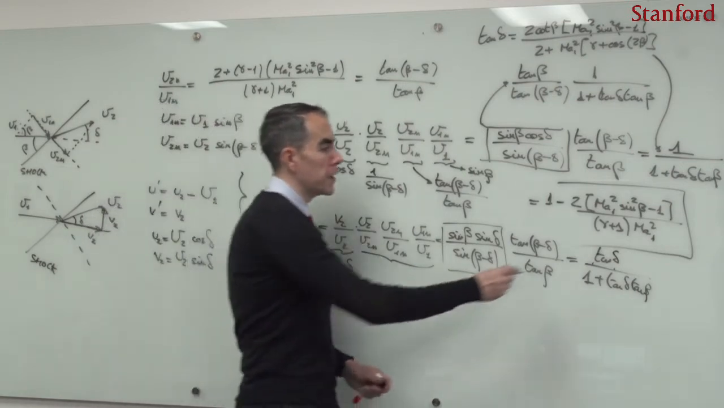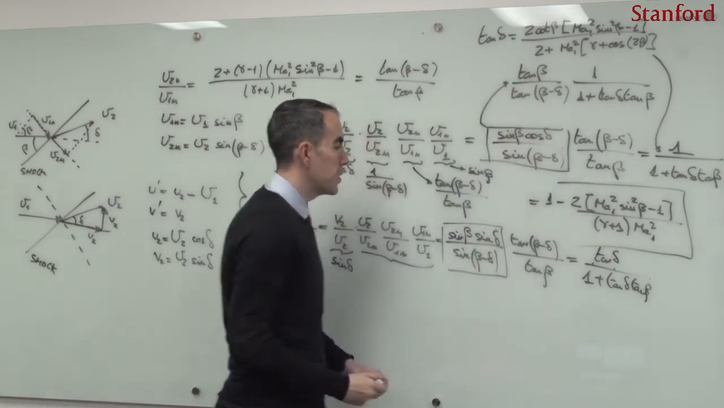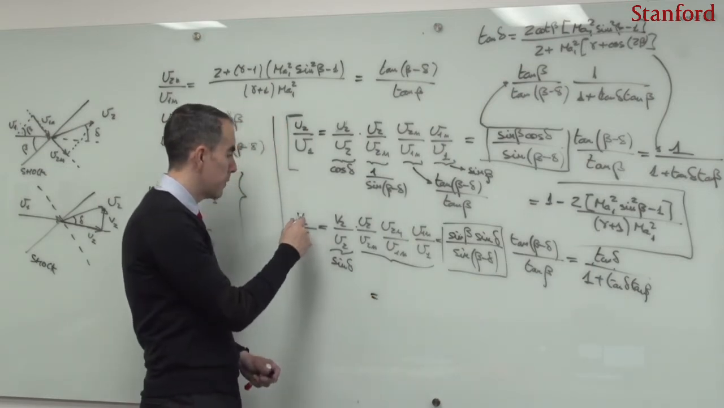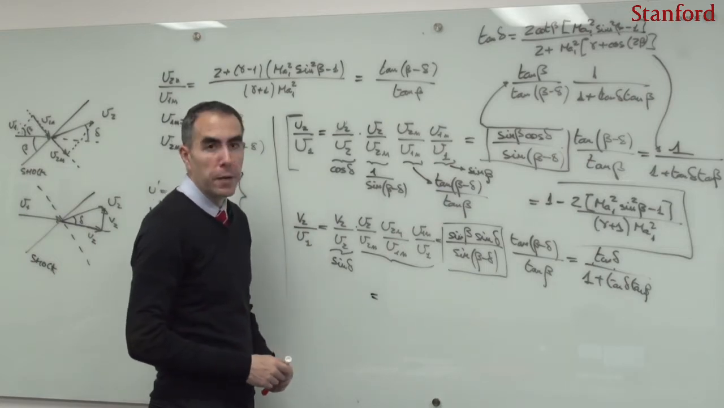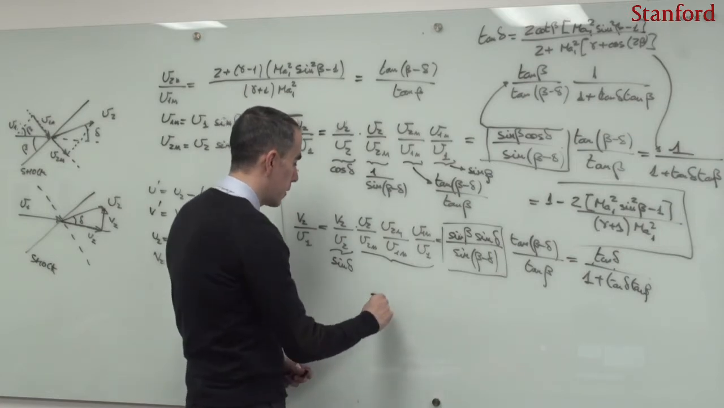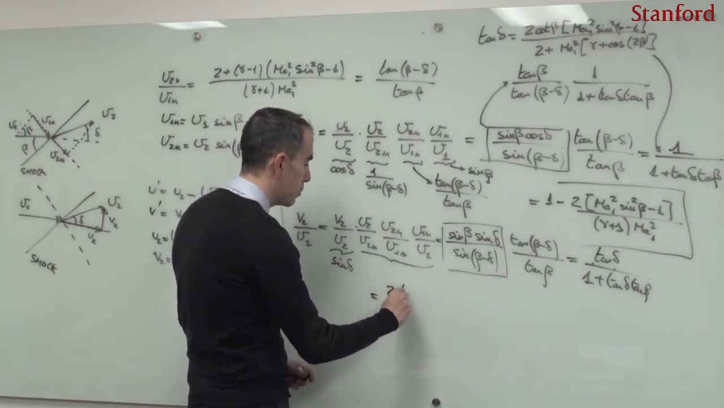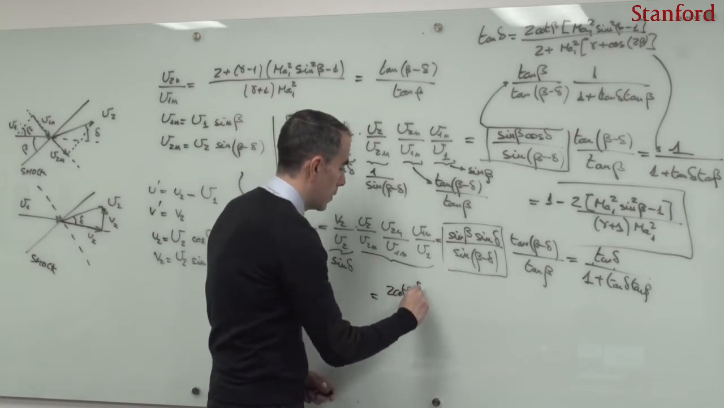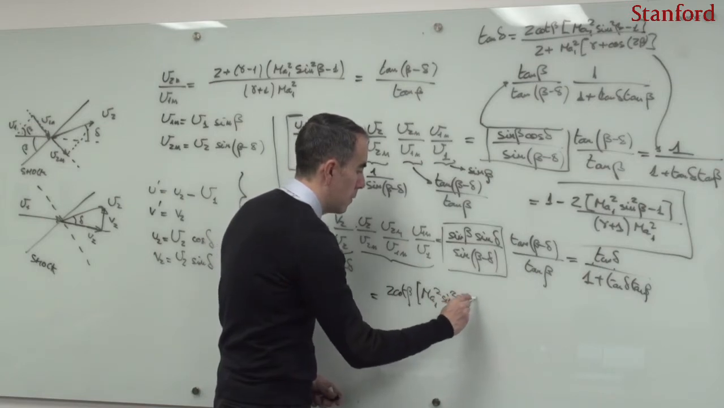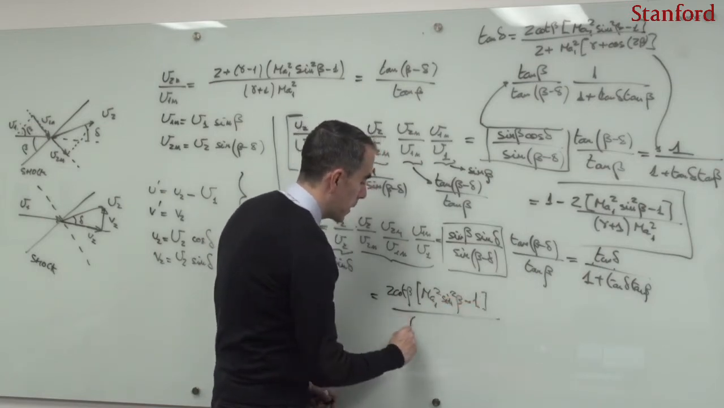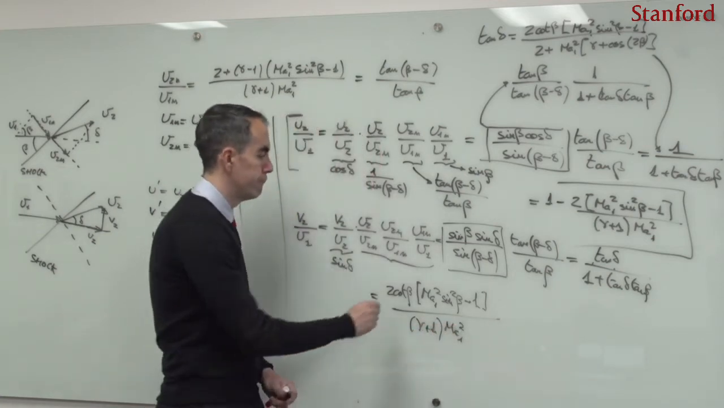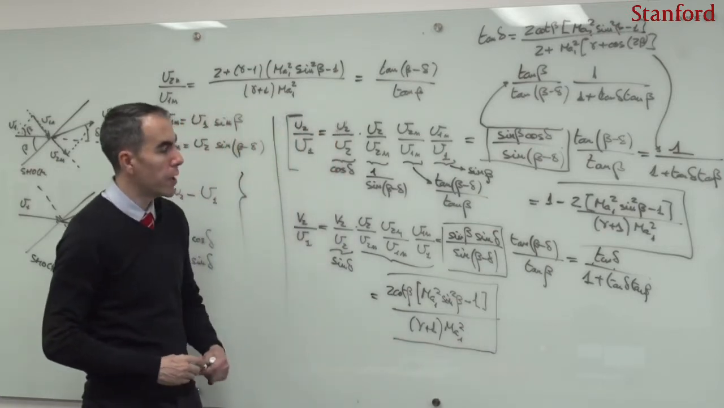Then if one substitutes again the tangent of delta from this upper expression, one is going to obtain a relation of v2 over u1 as a function of the Mach number and the shock incidence angle. So this relation here can be written as 2 multiplied by the cotangent of beta multiplied by (Mach 1 squared sine squared of beta minus 1), and then divided by gamma plus 1 multiplied by Mach 1 squared. Right?